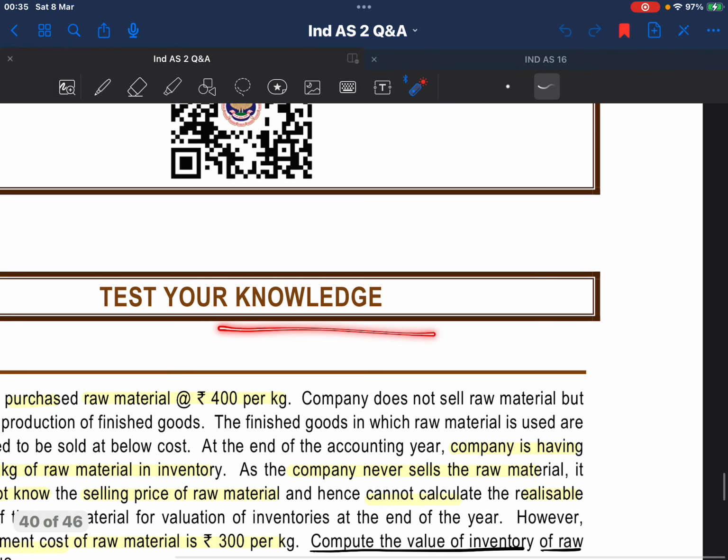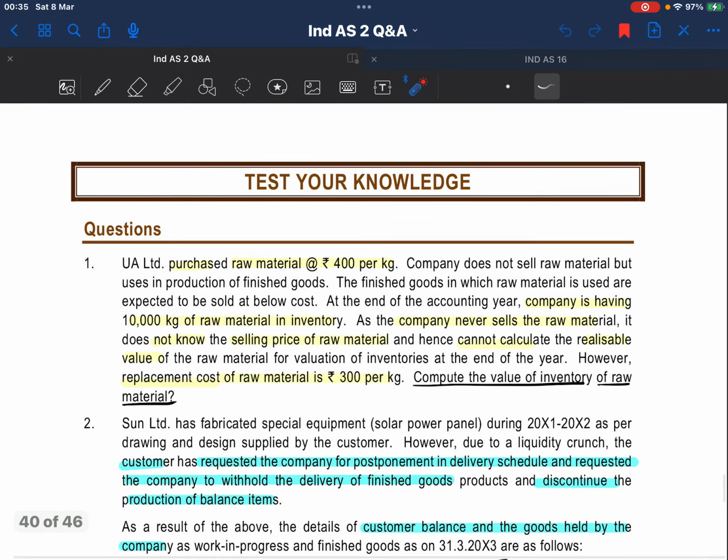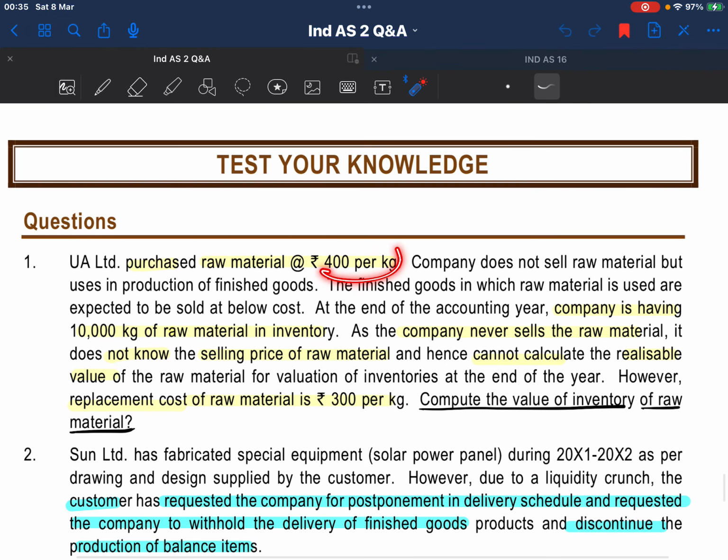Now coming to test your knowledge. Question 1. Purchase raw material at rupees 400 per kg. Company is having 10,000 kg of raw material in inventory. Company never sells the raw material, does not know the selling price of raw material, cannot calculate realizable value. Replacement cost of raw material is rupees 300 per kg. Compute the value of inventory of raw material.